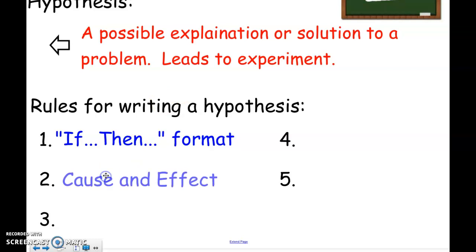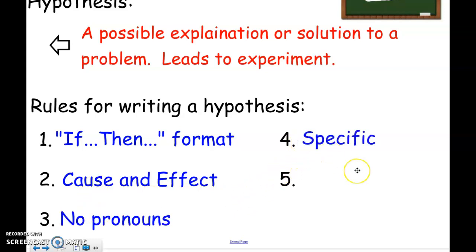Rule two, cause and effect. Whenever you do an if-then format, it should automatically create a cause and effect situation. If I water plants with salt water, then they will decrease in growth. What caused the decrease in growth is the watering with the salt water. Rule three, no pronouns. No I, you, me, she, he, they, none of that.